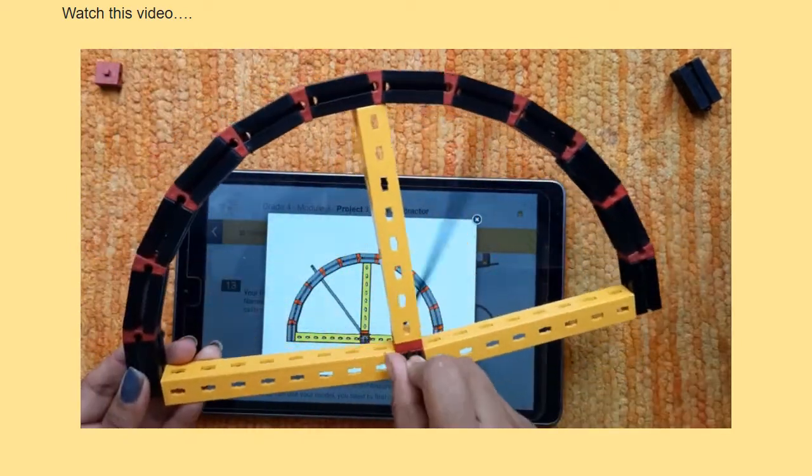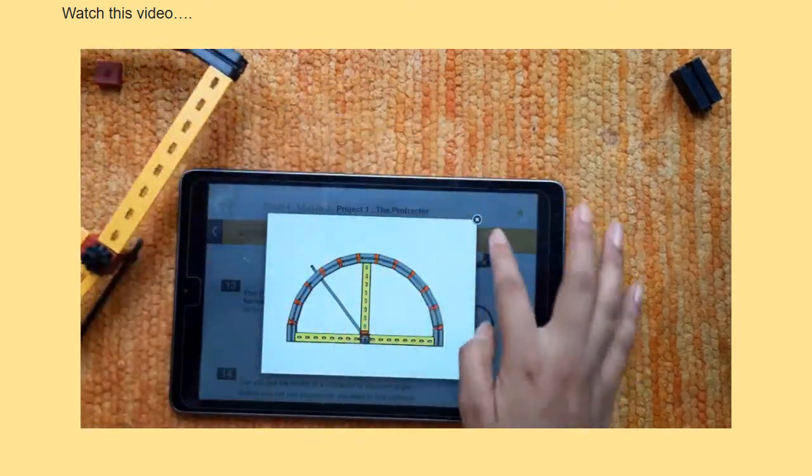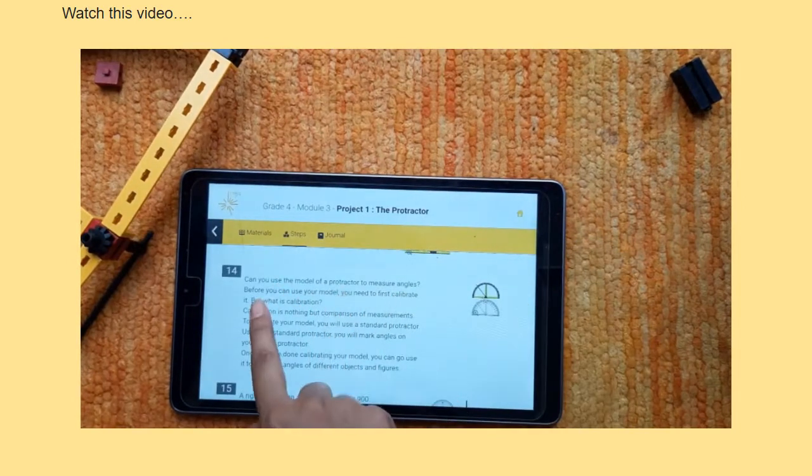Now you will calibrate the protractor to measure the various angles. So with the help of this protractor you can measure the angles.